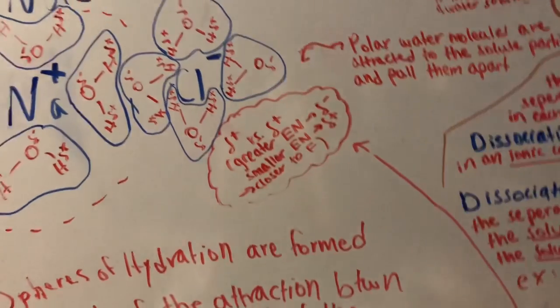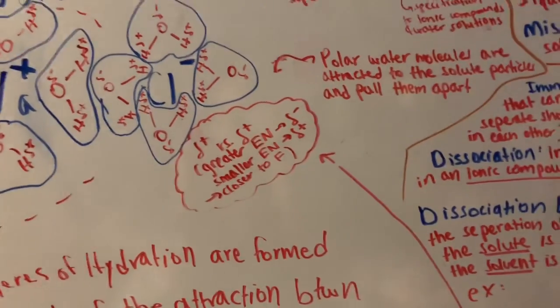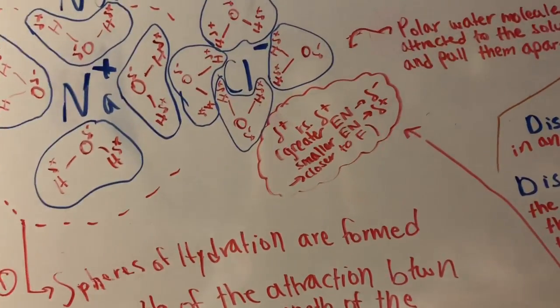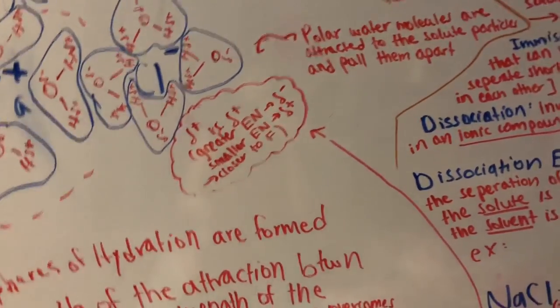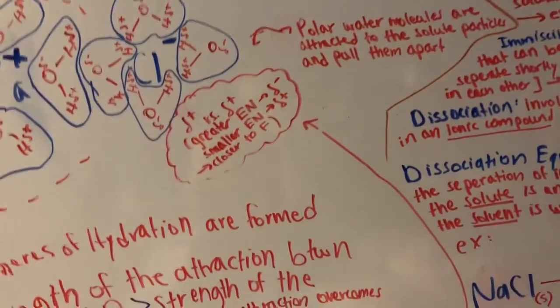And how you can tell which one is more partially negative or positive, if it's not H2O as a solvent, is if it has a greater electronegativity. So basically, if it's closer to fluorine, it'll be partially negative, and farther, partially positive.